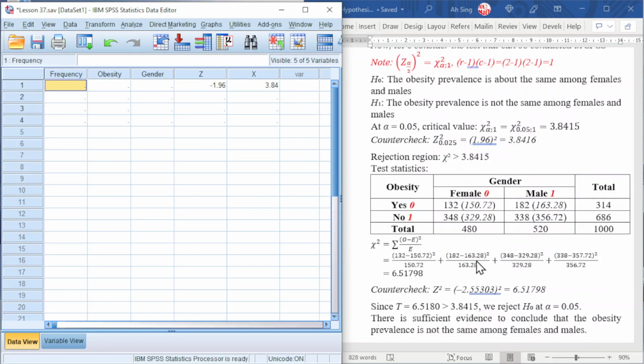Now let's compute the test statistic by using SPSS. To ensure that we obtain the correct result, we should ensure that all the values are input correctly. Follow this rule and we should obtain the correct result.